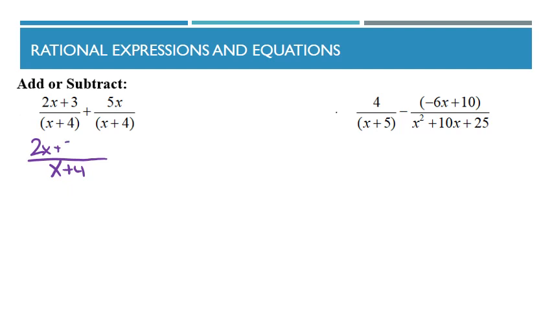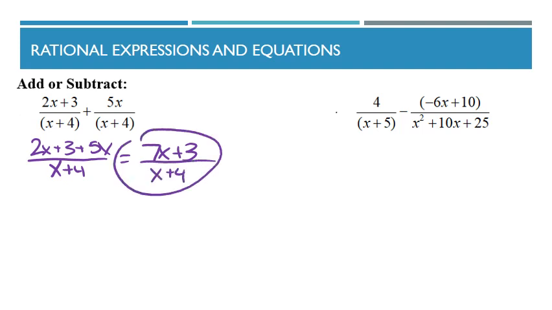Then we're just going to add straight across the numerator. Combine your like terms. See if you can simplify anything. That numerator does not factor down, so that's my answer. All right, the second one though, definitely have to do a little bit of work here, right?